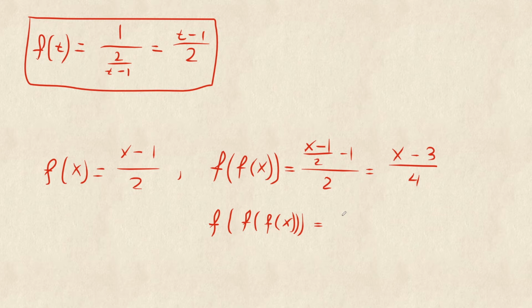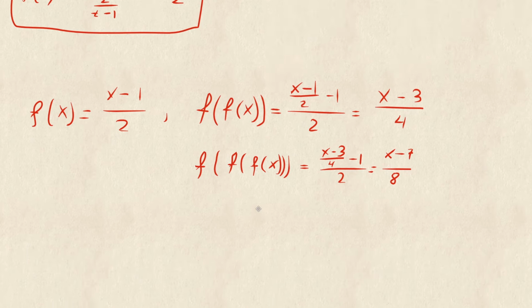To find it out, we need to put our (x - 3)/4 into our original f(x). So let's do that. So (x - 3)/4 minus 1, divided by 2. Let's simplify that. We'll get (x - 7)/8.